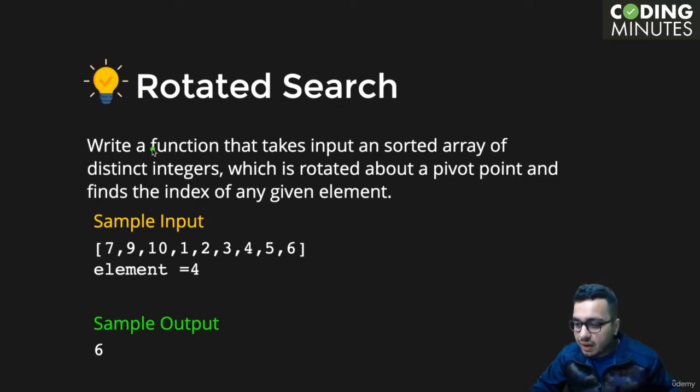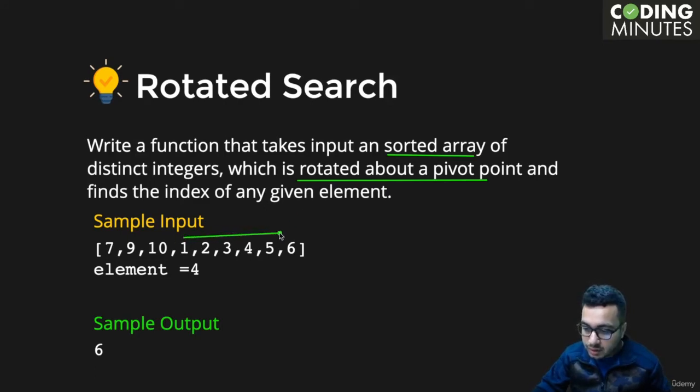It says write a function that takes input a sorted array of distinct integers which is rotated about a pivot point. Okay. And you need to find the index of any given element. It's not a completely sorted array, but instead it has been rotated. For example, this part of the array is there and the next elements of the array, they were rotated and they went to the front of the array like this 7 9 10.